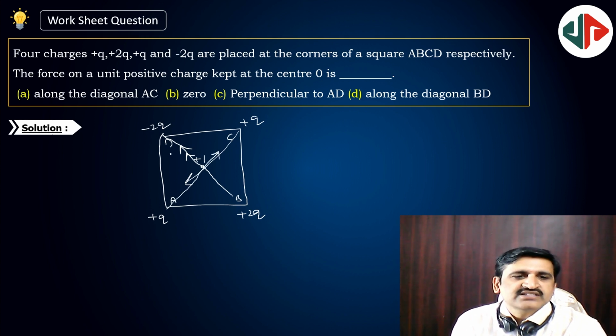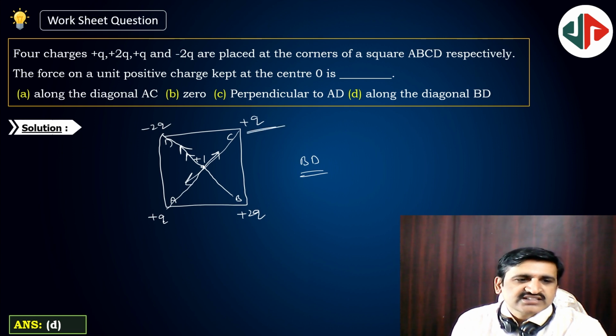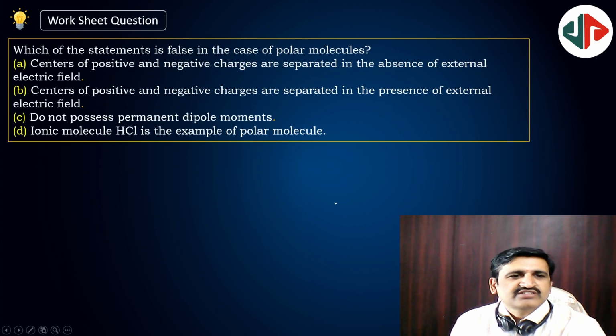Only this one goes like this. What is A, B, C, D? So BD. It's in the direction of BD, along BD. This is positive charge, and this is positive charge. So the net force due to these two will be 0. Only because of these two will there be a force. So that's why BD.